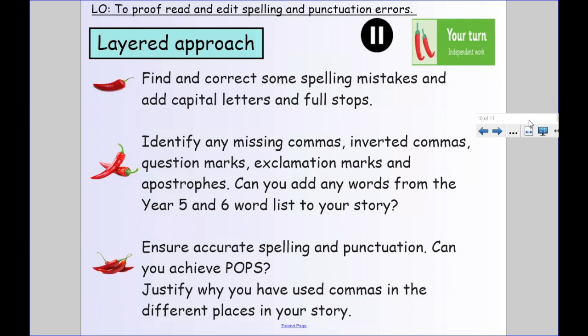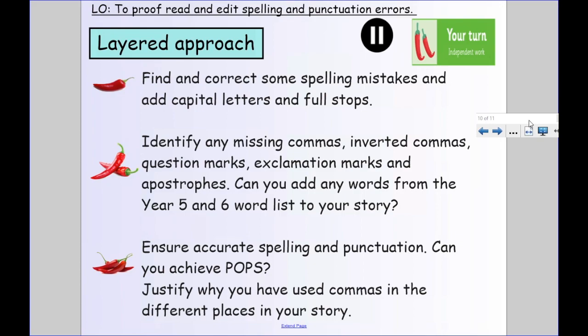It's your turn now, Year 5. It's a layered approach for today's lesson. I'd like you to look back through your narrative from Thursday, Friday and Monday, the writing we did over those three days, and find and correct some spelling mistakes and add capital letters and full stops to your writing. For Chili 2, after you've moved on from Chili 1, I'd like you to identify any missing commas, inverted commas, question marks, exclamation marks and apostrophes that you might have missed in your writing.